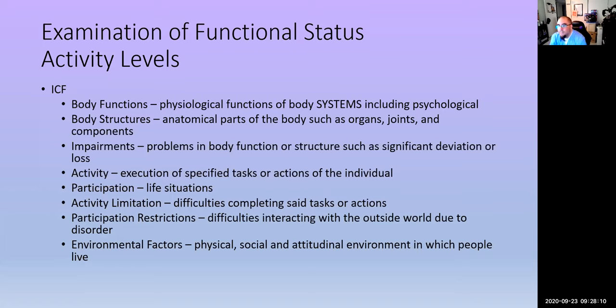Impairments are the problems in that body's function, right? Usually significant deviation or loss. We're going to walk through one of these real quick then. Activity is the execution of a task. Participation is what we do in life. So then an activity limitation is difficulty completing a task. Participation restriction is difficulty interacting with the outside world. And then we have environmental factors that we do have to take into account, right?